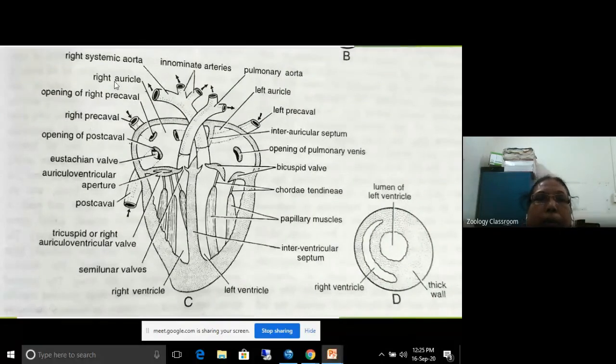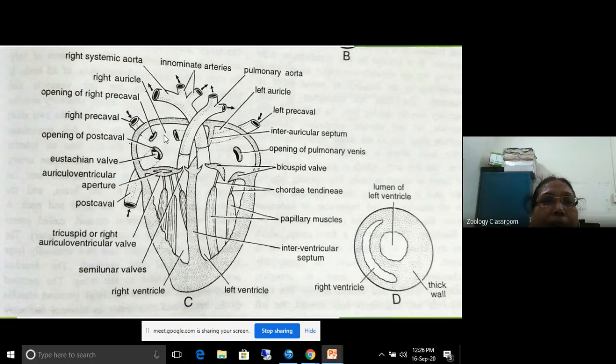So this is the bird heart. This side is the right precaval opening into the right side. So there is no sinus venosus. Sinus venosus is present up to the reptile. Now in the bird and mammal, sinus venosus is absent. Instead, the veins open directly into the right auricle by the precaval.